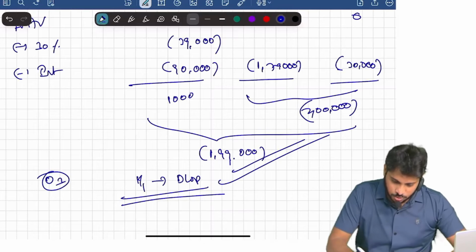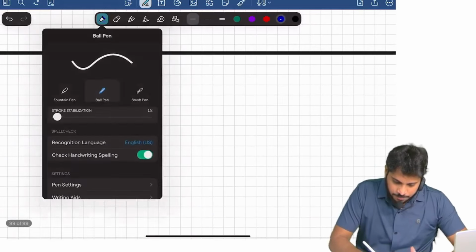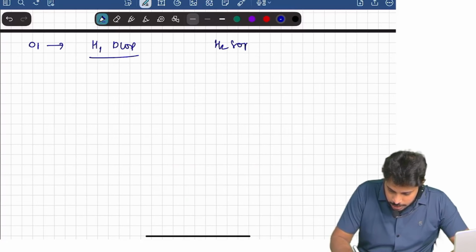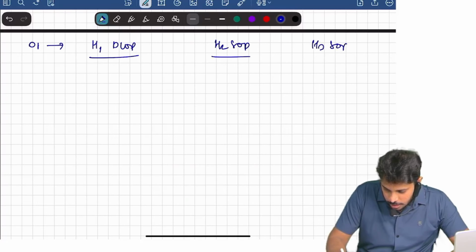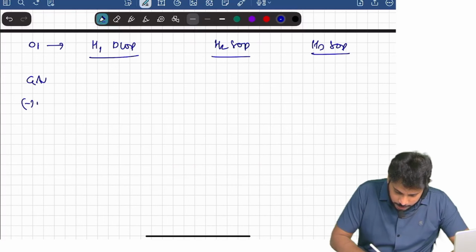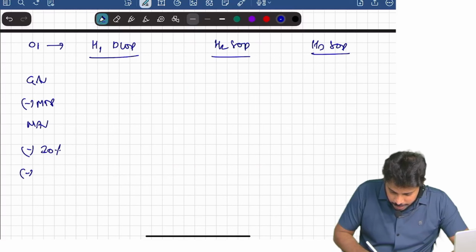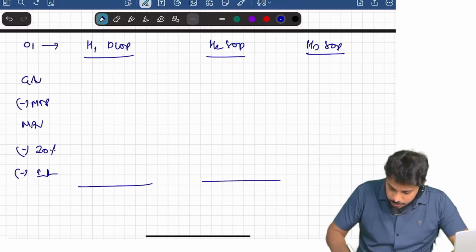Now let us look at the same option scheme. I will go first with option number 1: house 1 DLOP, house 2 SOP, house 3 SOP. First I will put a format. In the exam also you should do the same. 30% of NAV minus interest.